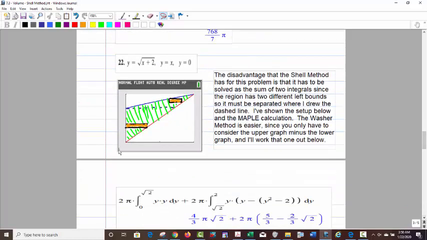Anyway, notice that this graph, where I put that line in to separate it, has two different left bounds. Part of the way, it's the y-axis, and that's going to be from 0 to the square root of 2, because when I put 0 in for this function, it's going to be the square root of 2. And that's where the graph starts. The blue line represents y equals the square root of x plus 2, curving along there, and the other line is y equals x. So you have the same bound on the right, but two different left bounds. That technically means we have two separate shell method integrals that would have to be added together.